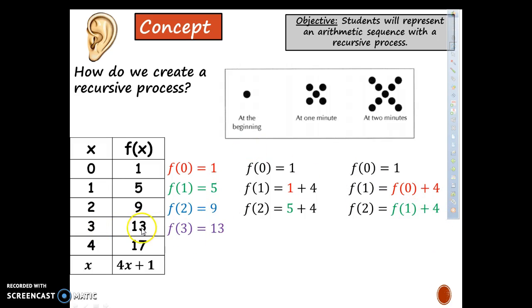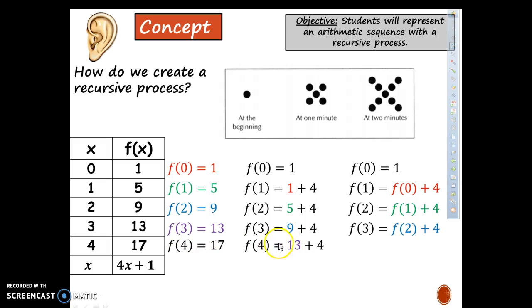F of 3, at 3 minutes, we have 13 dots, right? We added 4 to these 9. And now I have 9 dots, the 9 dots, plus the 4. Well, if I substitute this 9, because we had 9 dots at 2 minutes, so f of 3 is f of 2 plus 4. And I hope you start to see a pattern here. F of 4 equals 17. Well, we got that 17 by taking the 13 dots right here at 3 minutes and adding 4. So f of 4 is f of 3 plus 4.